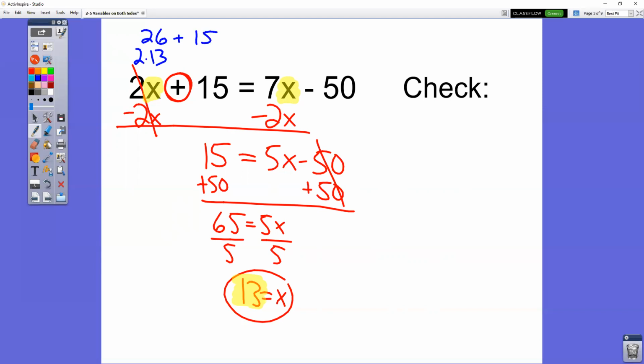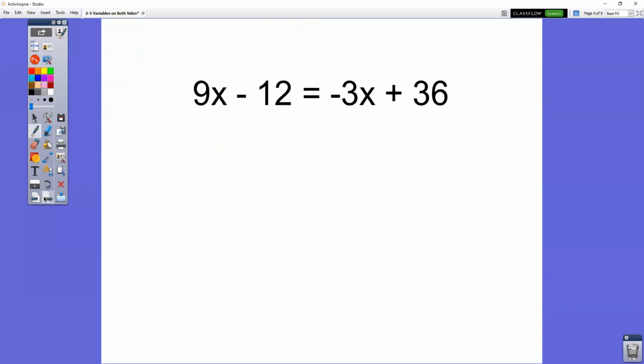26 plus 15 is 41 on this side. On the other side, we would have 7 times 13, which gives you 91. 91 minus 50 is 41. So we get the same answer on both sides of the equal sign, so you know your answer was correct. But again, you're not going to be required to do the checks.